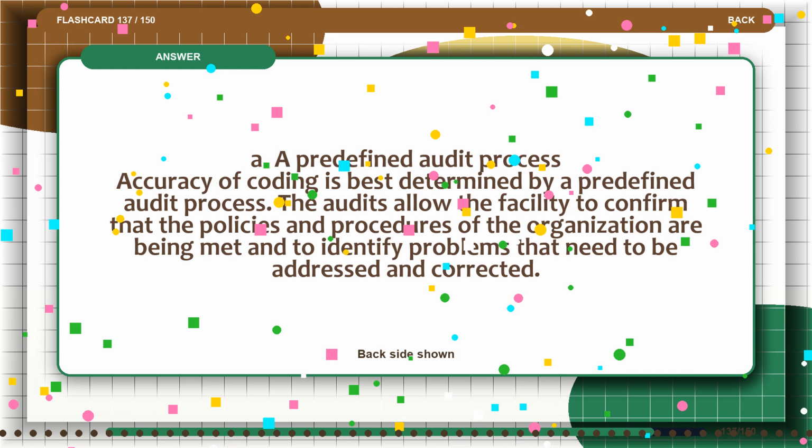The answer is A. A predefined audit process. Accuracy of coding is best determined by a predefined audit process. The audits allow the facility to confirm that the policies and procedures of the organization are being met and to identify problems that need to be addressed and corrected.